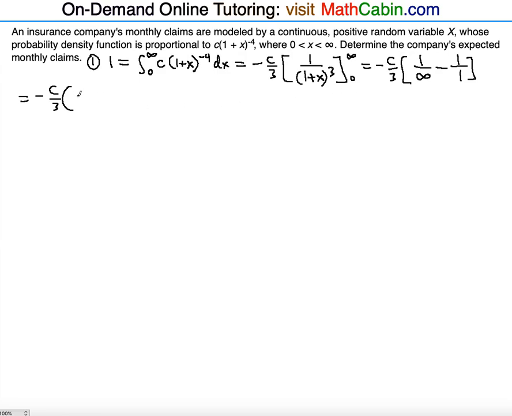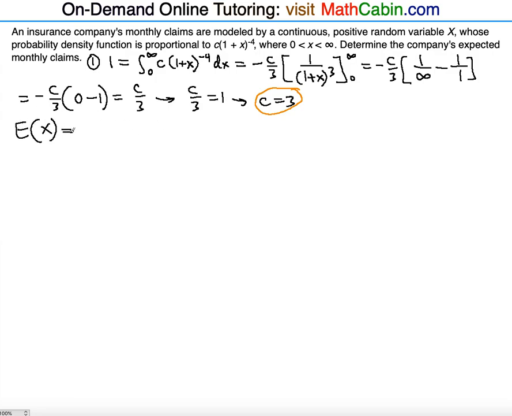Now 1 over infinity is 0, and then minus 1, so that's c over 3. So what does that mean? It means c over 3 is equal to 1, which means that c is equal to 3. Excellent. So now that we found c, we can find the expected value.